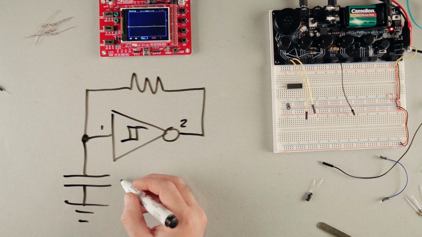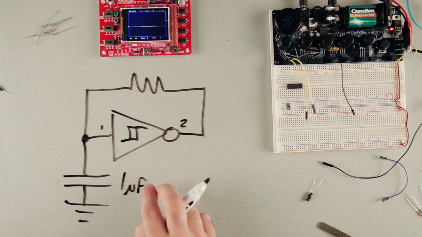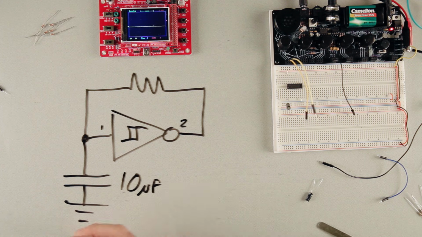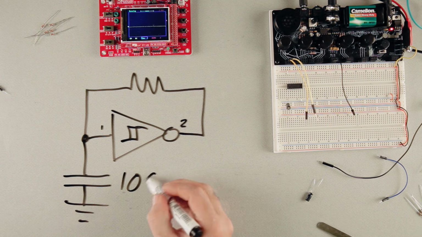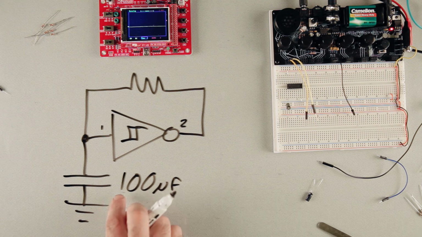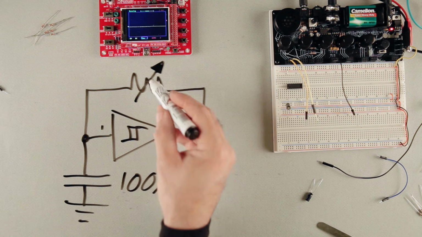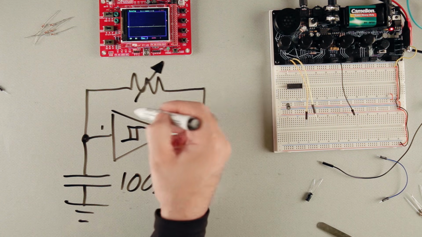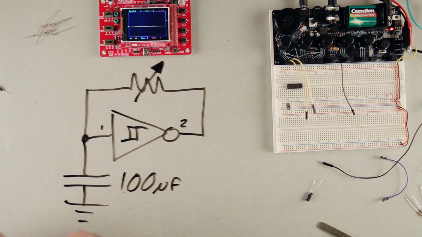So for an audio oscillator, I'm probably going to use like a 1 microfarad. But for a sub-audio oscillator, I'm going to use a 10 microfarad, so that's a 10 times bigger capacitor. And for a really slow oscillator, I'm going to use 100 microfarad. So by increasing the size of the capacitor, I'm lowering the pitch. And the same thing goes for the resistor. When I increase the size of this resistor, then it will lower the pitch. So I just drew the arrow there, which means this is a potentiometer. It's a variable resistor. So that means I can change the resistance, which changes the pitch.